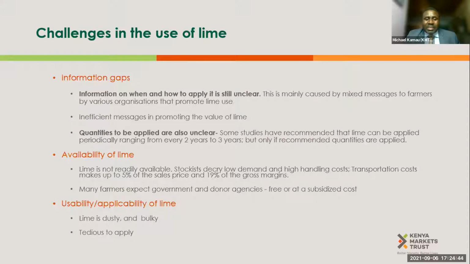The other area is that the farmer still has to incur more cost in the last mile distribution, which is an additional cost, considering that the product is bulky. Farmers also have an expectation that they need to get free lime or lime at a subsidized cost, and that is also a hindrance to using lime. On usability and application, what most farmers talk about is that lime is dusty, bulky, and also tedious to apply. So despite the high awareness level that we've seen, almost 60%, only 7% of farmers are buying lime.